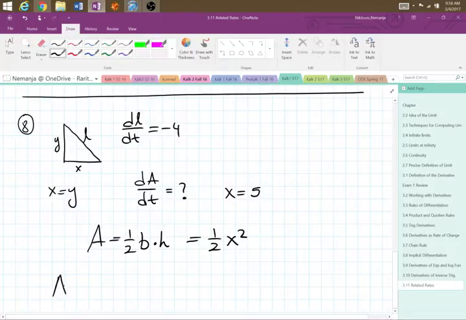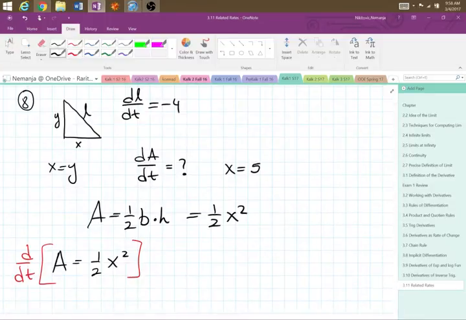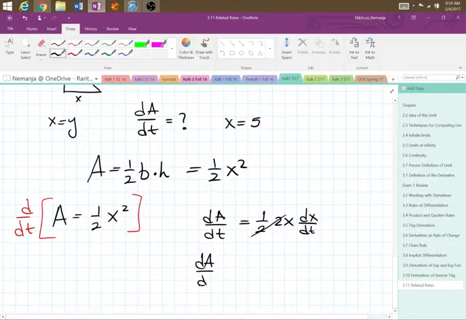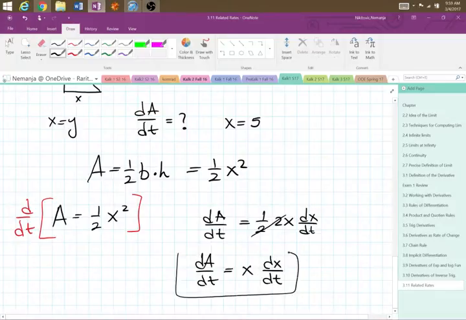Now, I have an equation which I can take the derivative of in time to find the rates of change in time. So I get dA/dt equals one half times 2x dx/dt. Then this 2 dies, right? Like that. And we have dA/dt is equal to x dx/dt. This is called the mathematical model. That's the math model for this problem.